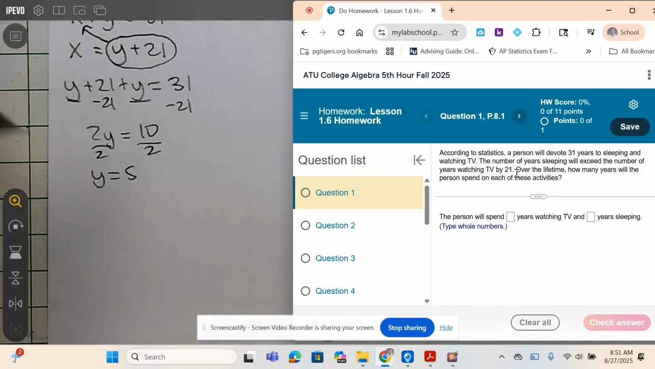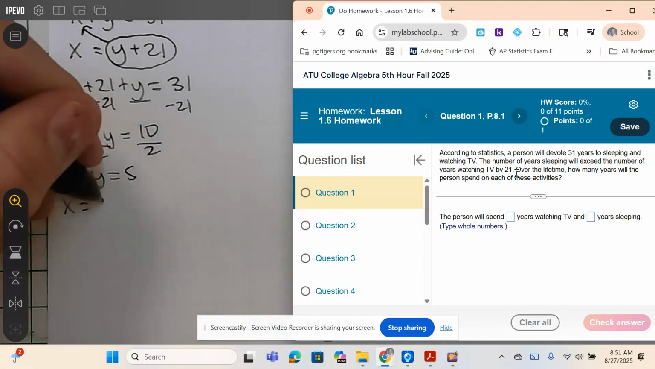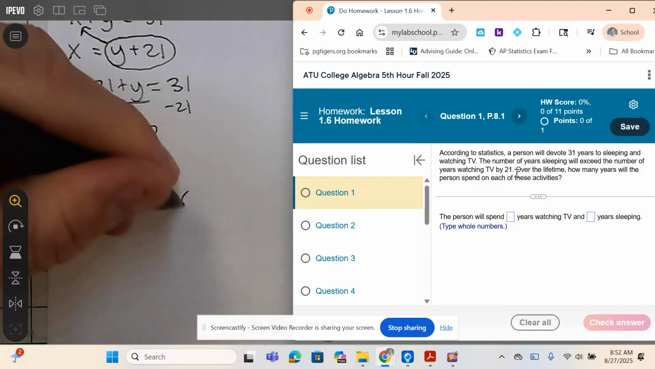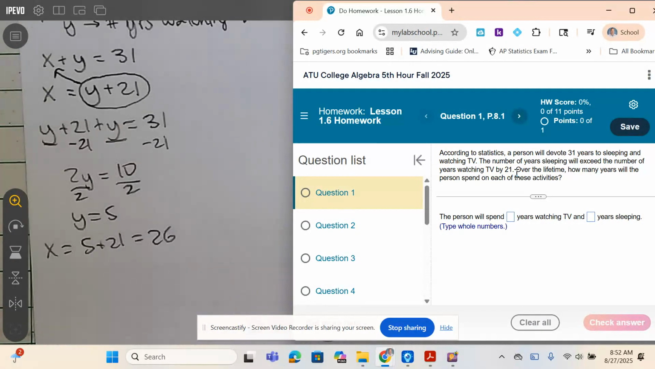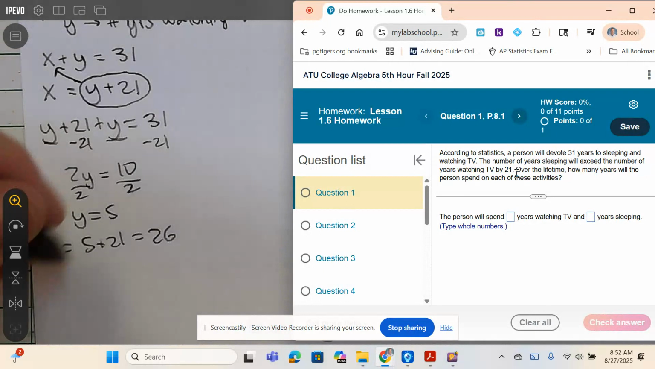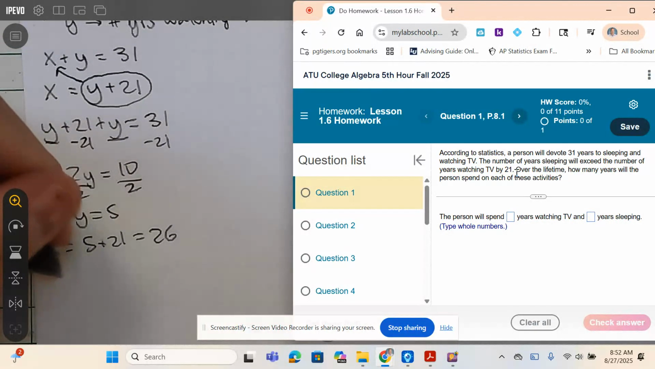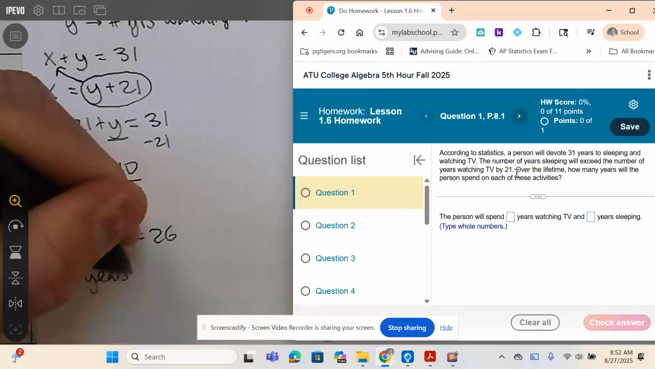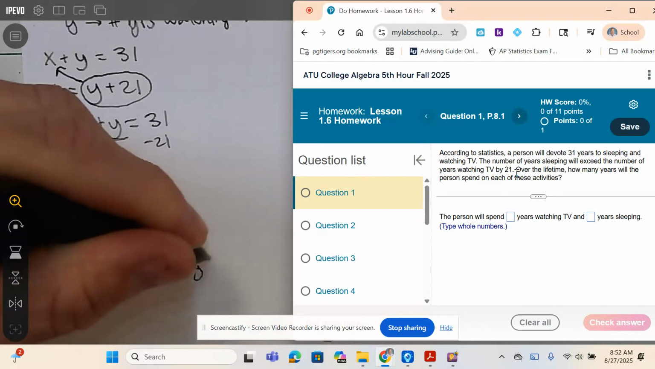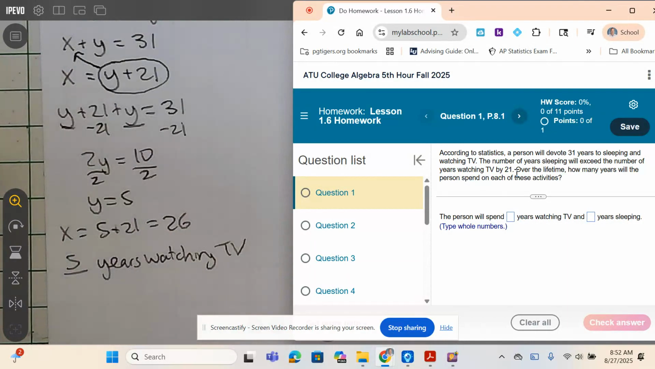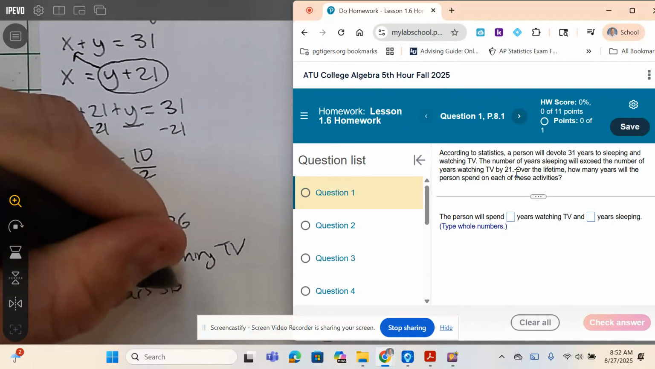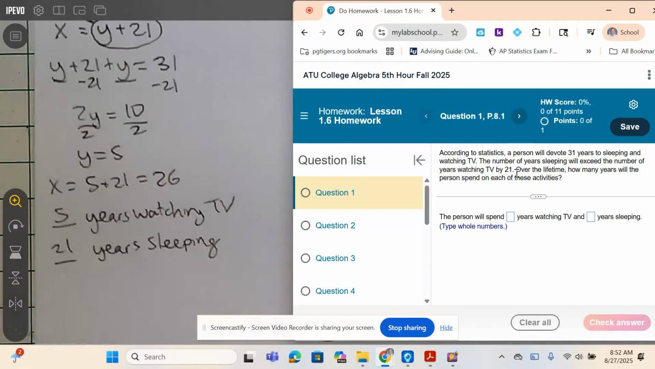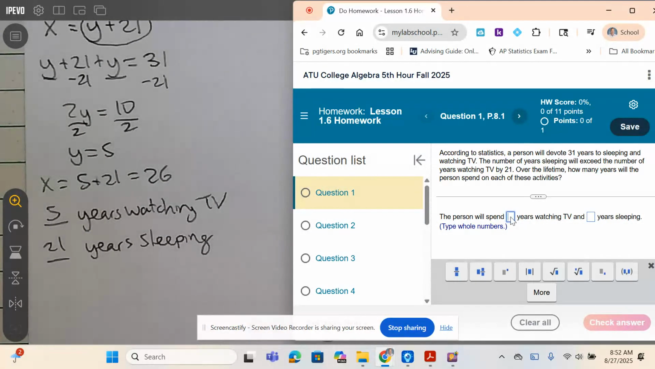So then what will X be? X will be Y plus 21. 5 plus 21 is going to be 26. So the number of years watching TV, I keep getting it wrong, so Y, the number of years watching TV, will be 5 years. 5 years watching TV, and then 21 years sleeping. Okay, so 5 years watching TV, 21 years sleeping.